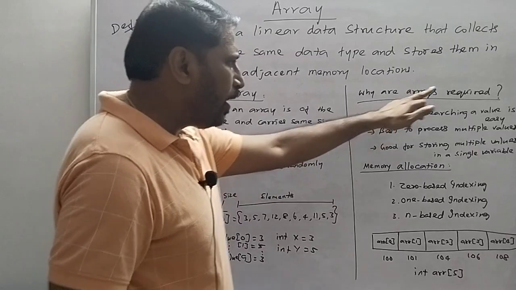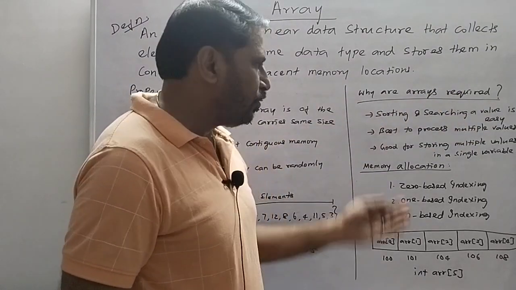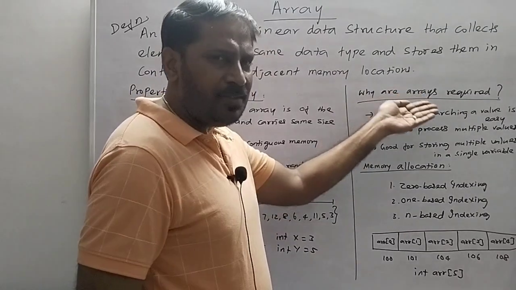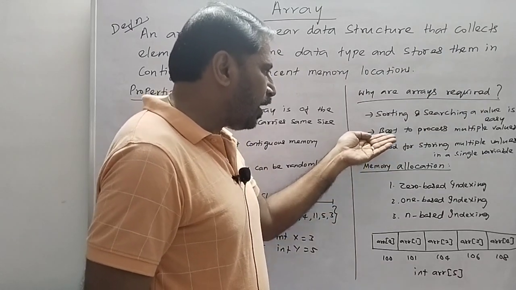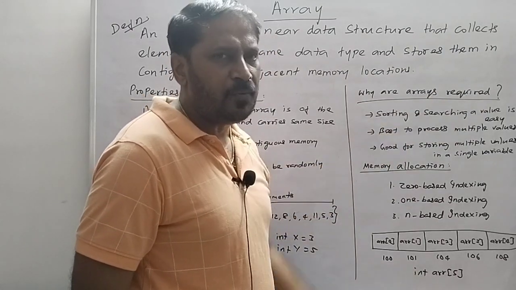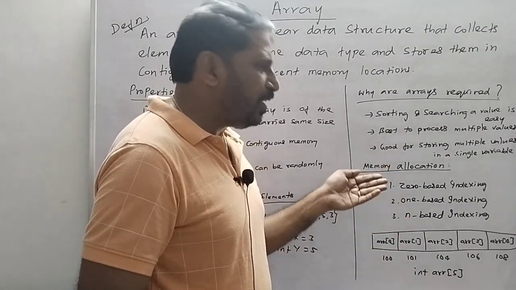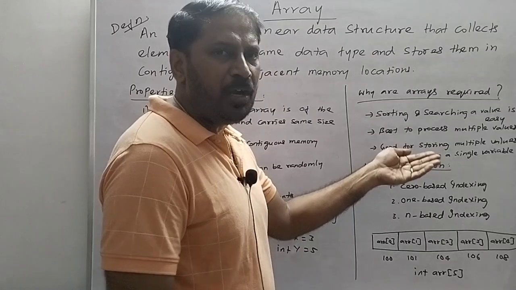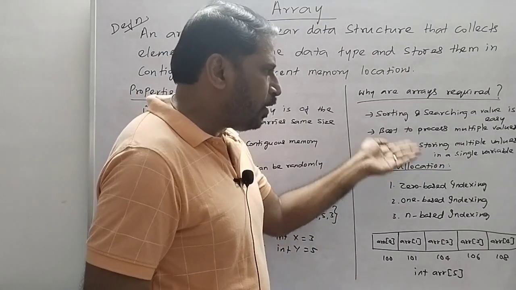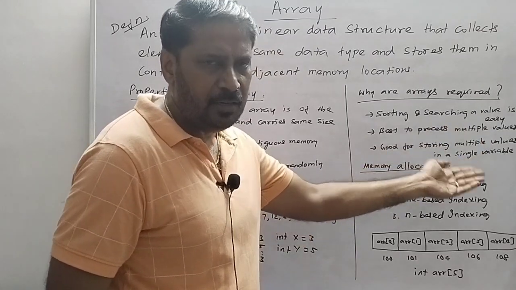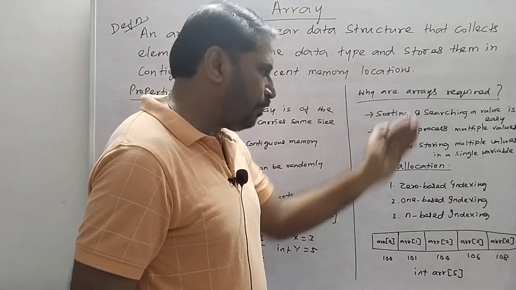Okay. Why are arrays required? Storing and searching of a value is easy. Sorting as well as searching is easy in an array. Then the second one, best to process multiple values. Compared with a normal variable, an array variable is the best method to process multiple values within a single variable. And the third one, it is good for storing multiple values in a single variable. So, this is the reason we go for arrays. Okay.